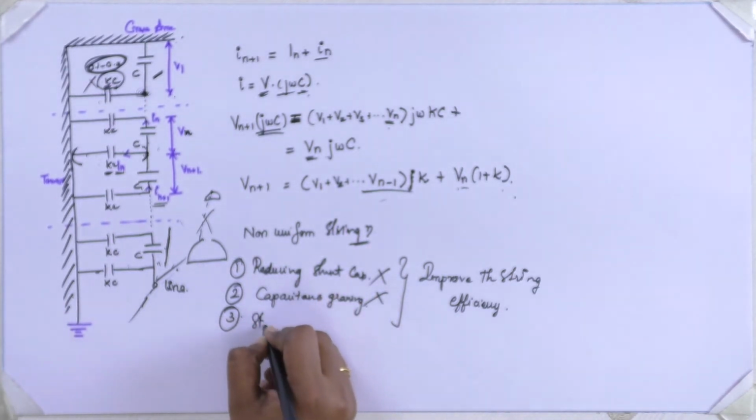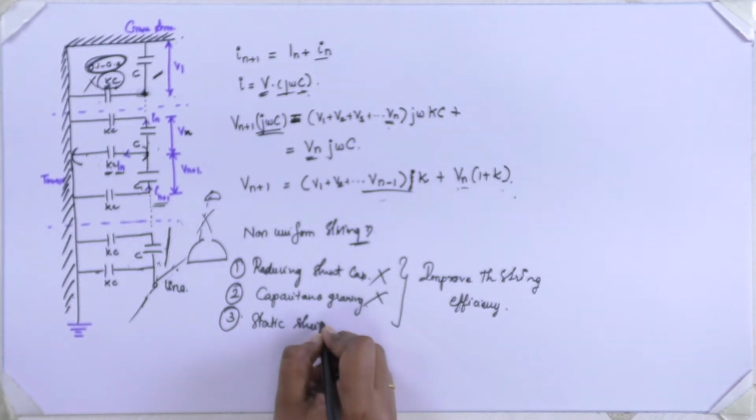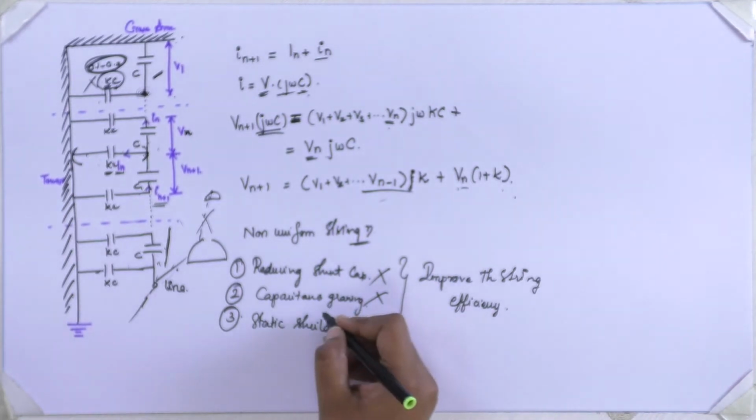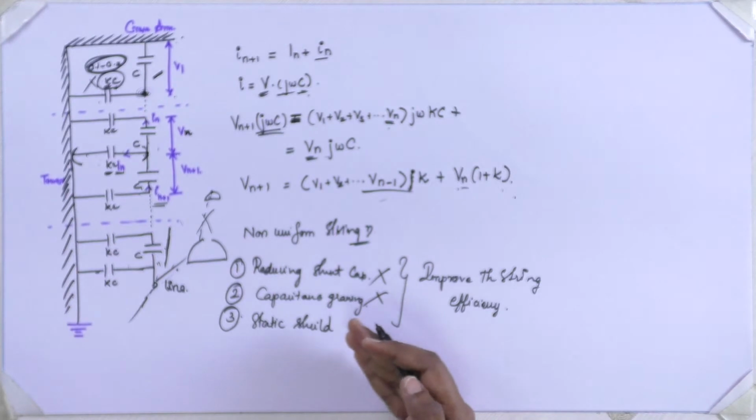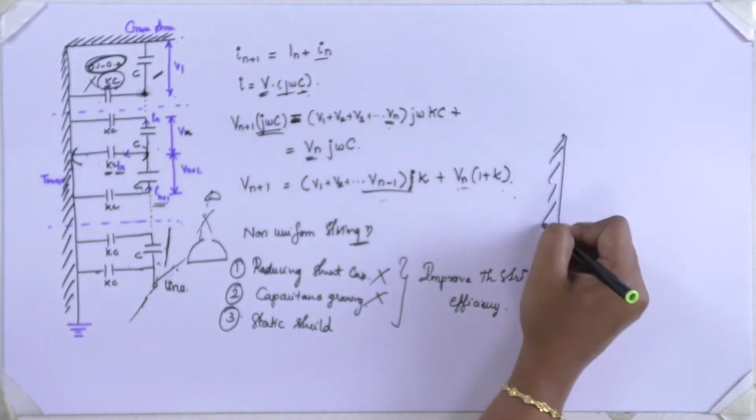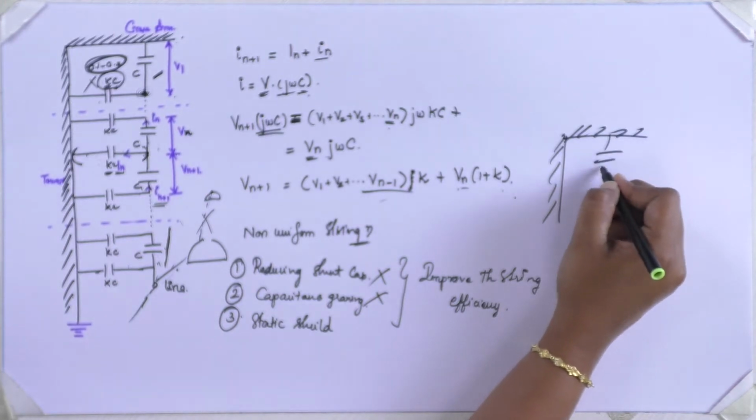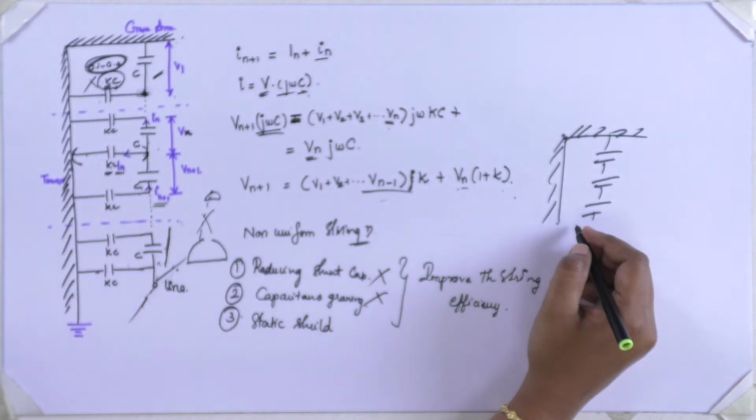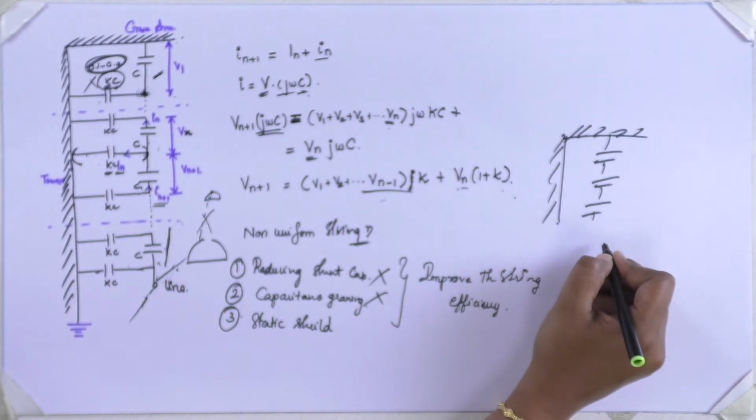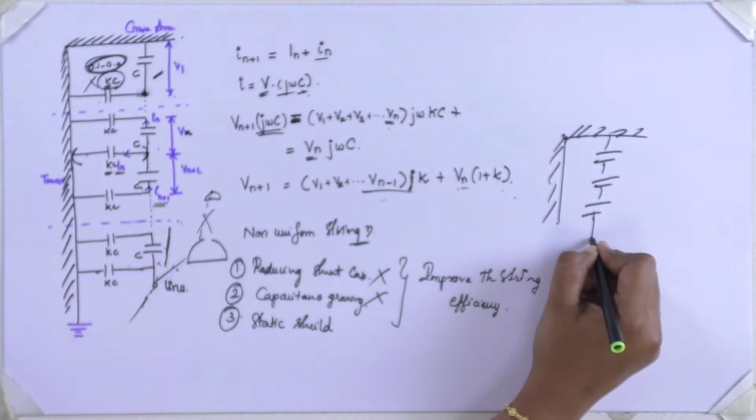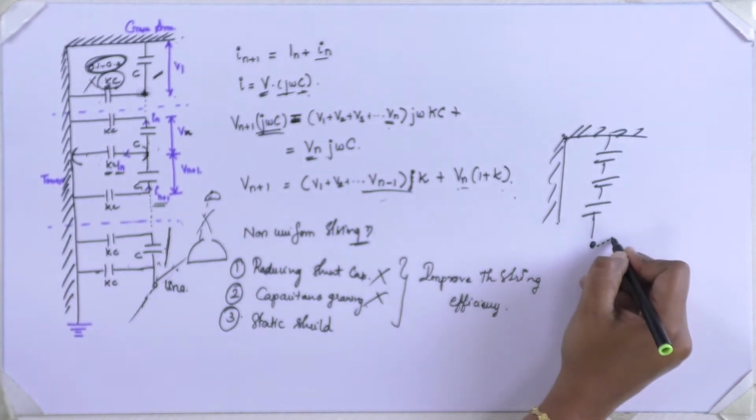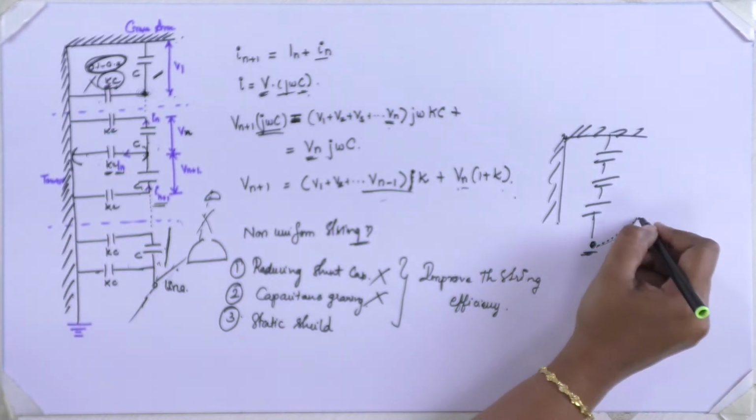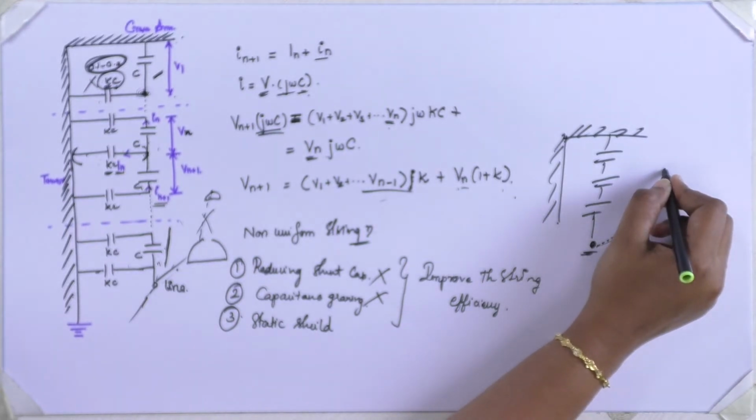And the third one is static shielding. Static shielding improves the string efficiency by improving the static capacitance. So this is my cross arm, and this is the capacitance. In this method, a large metal ring surrounds the bottom unit. Here this is my line. So a large metal ring is used, surrounding the bottom unit, and it is like this.